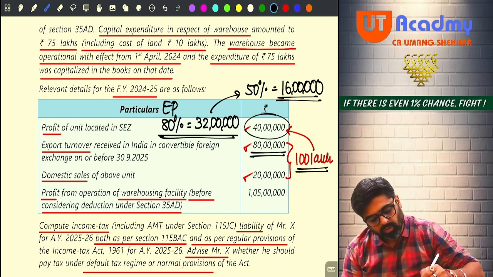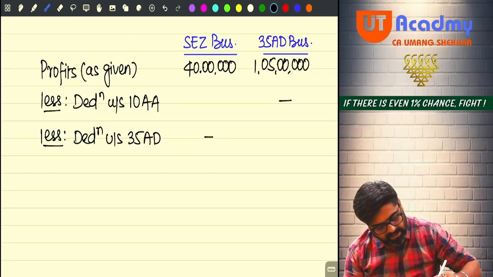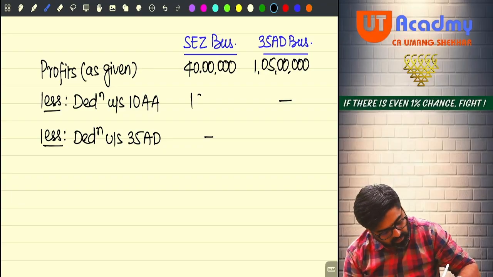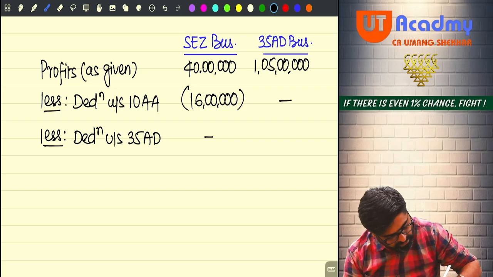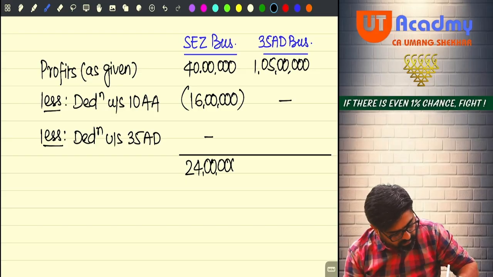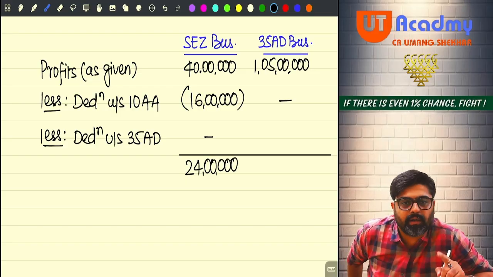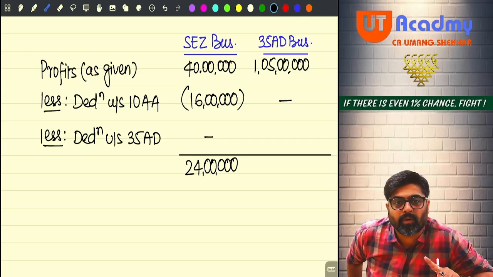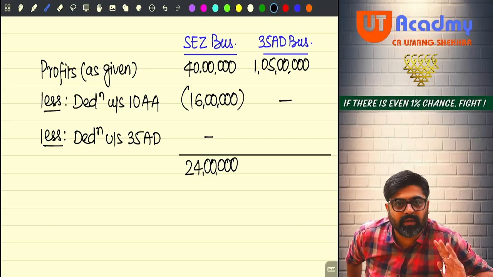Getting my point? So what I will be doing, I will be directly taking the 10AA deduction amounting to 16 lakhs. So therefore my eligible profit will be 24. How did this 24 come, sir? 8 lakh profit related to domestic turnover and 16 lakh export profit, which I cannot claim under 10AA, the remaining 50%. So 16 lakh plus 8 lakh is nothing but 24 lakhs.